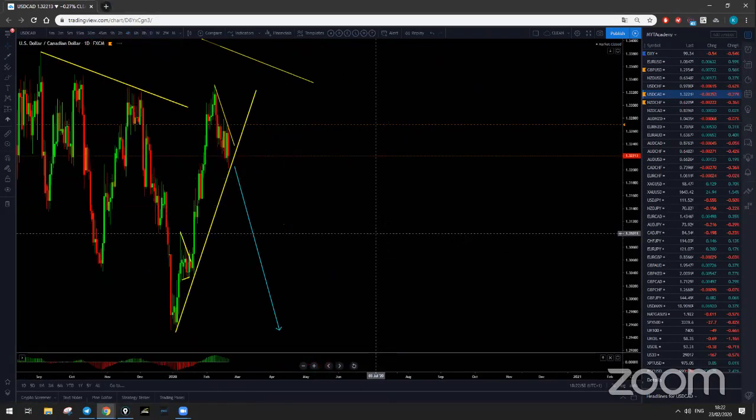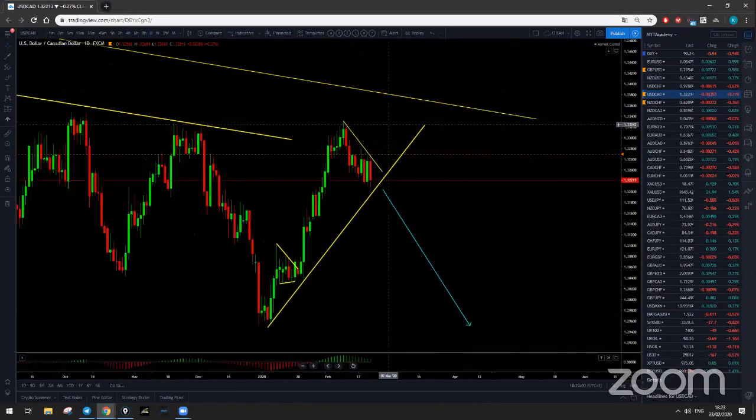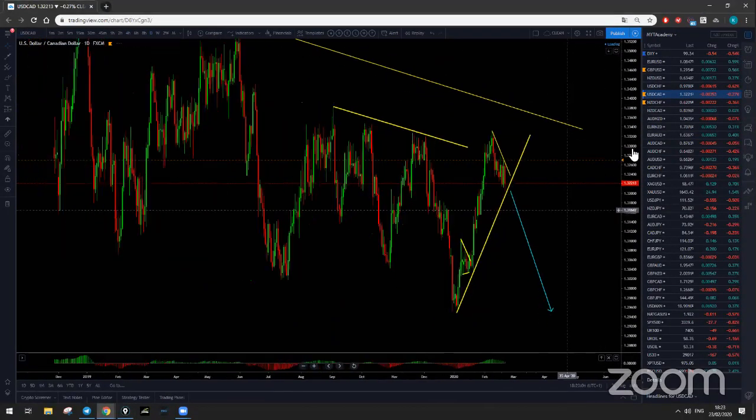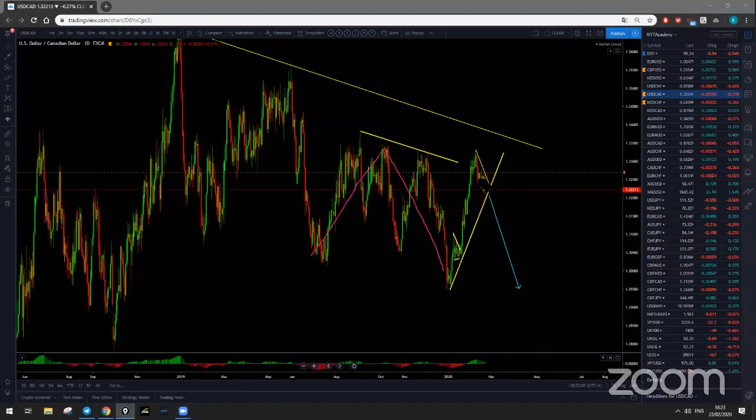Let's watch the daily. Daily structure is telling me we will go to complete that move. Why? Because if that starts to drop from here, this will be a running flat. If not, this is the expanded flat and we will go from here down.